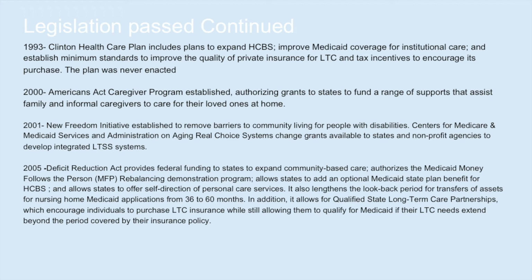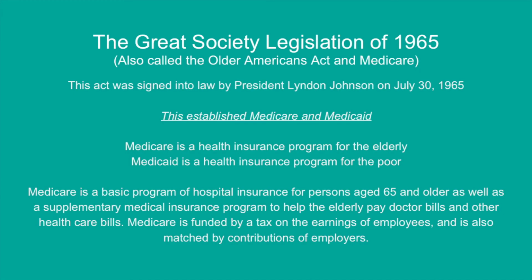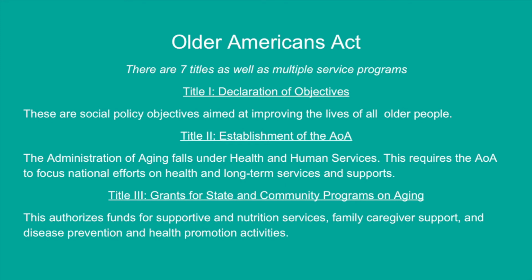Then in 2010, the Affordable Care Act was enacted, which basically expanded Medicare and Medicaid, which caused more funds to be available to long-term care programs. So one of the main focuses of this module in long-term care was the Great Society legislation of 1965, which we know as the Older Americans Act. There are 7 different titles that we'll go over really quick.